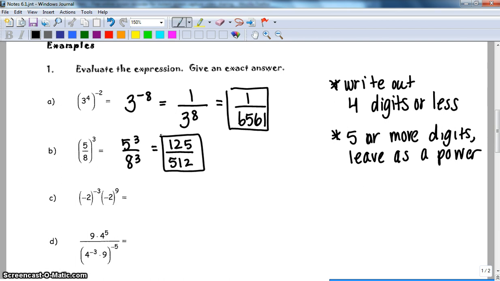Alright, negative 2 to the negative 3rd and negative 2 to the 9th. Your base is the same, so what we can do is add our exponents. This is negative 3 plus 9 is 6. Negative 2 to the 6th power is 64. Please notice that if you do not have the parentheses, you will not get the same thing. This is negative 64, so be careful about that.